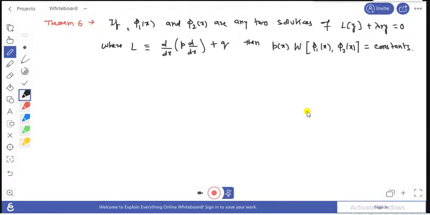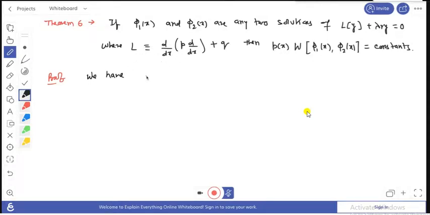Okay, so if phi1 and phi2 are two solutions of this Sturm-Liouville boundary value problem, then p times the Wronskian of these two solutions must be constant. So here is the proof. The proof is very simple. You only have to put those solutions into your given Sturm-Liouville equation.